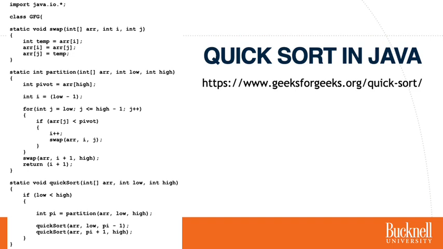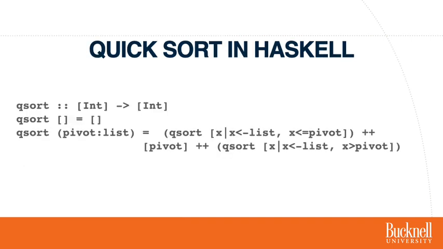Here's Quicksort in Java. It's quite a long piece of code. Here's Quicksort in Haskell. It's 3 lines. In fact, it's basically just one line. The first line is just a declaration of the type. On the first line, we declare that we take a list of integers and return a list of integers.